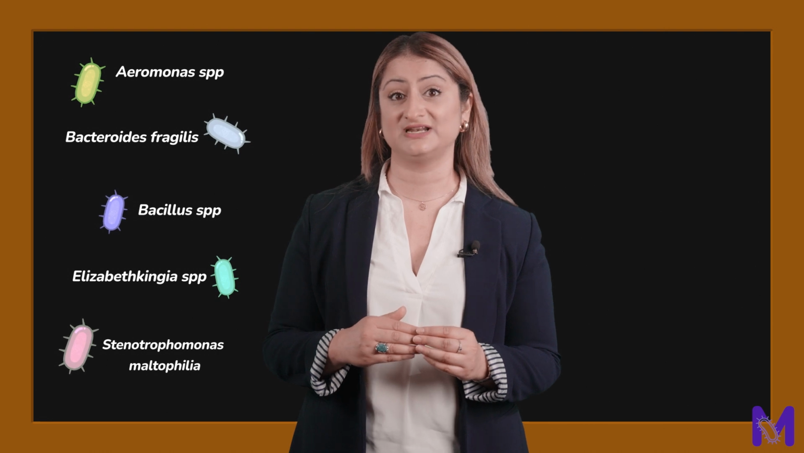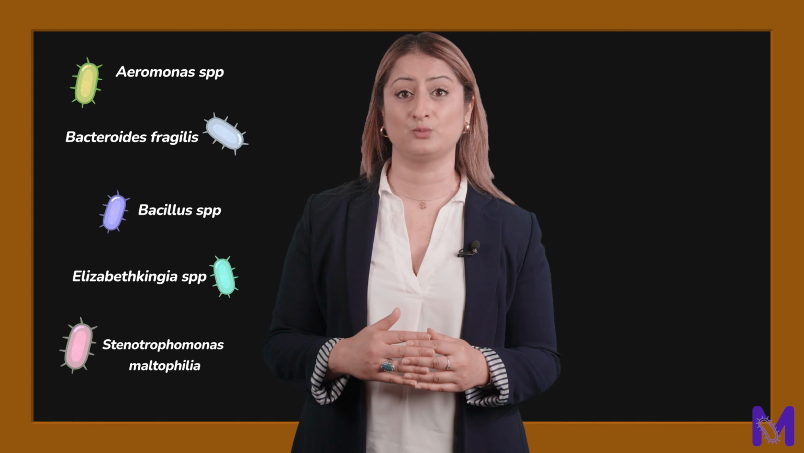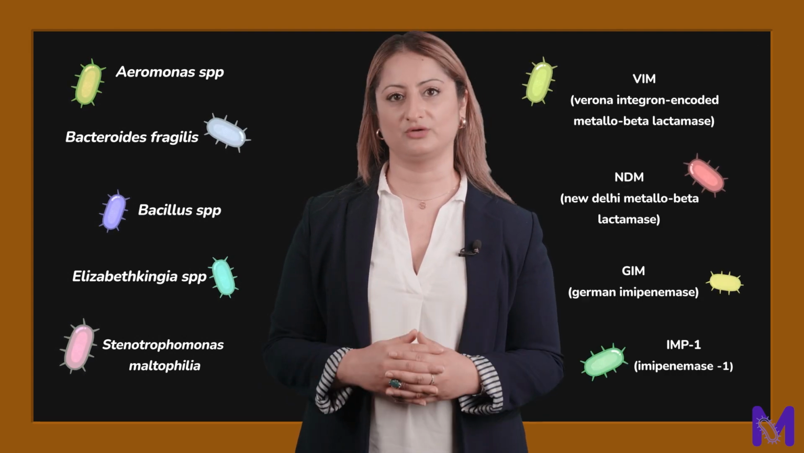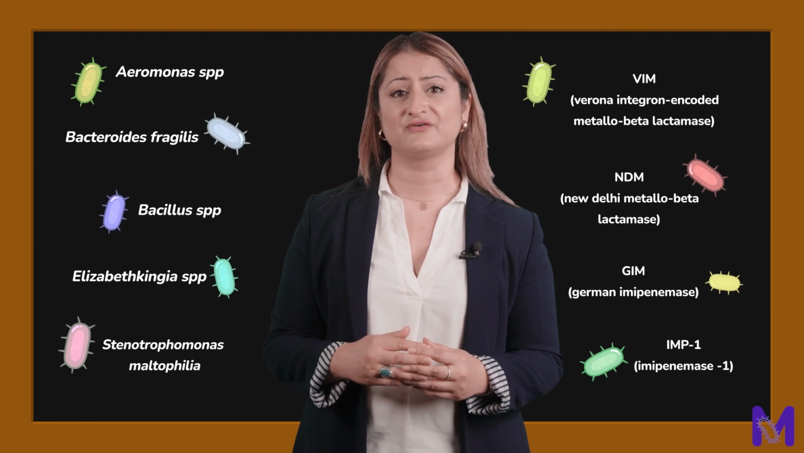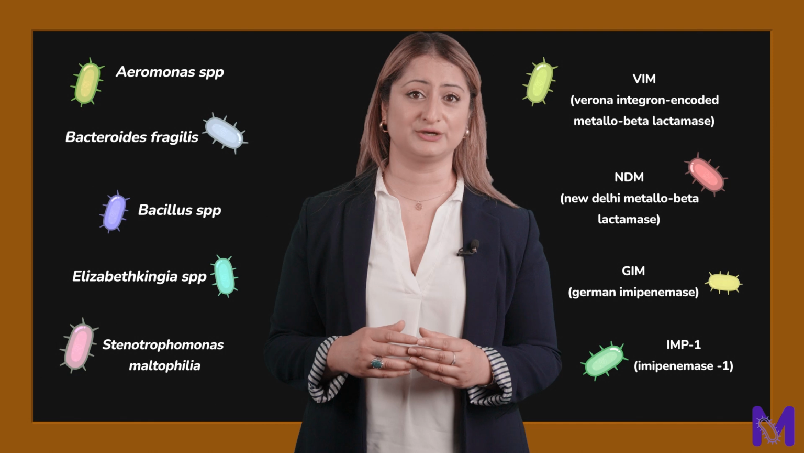There are many different types of MBL. Some are species-specific and some are acquired. Species-specific MBLs can be found in types of bacteria like Aeromonas species, Bacteroides fragilis, Bacillus species, Elizabethkingia species, and Stenotrophomonas maltophilia species. And some examples of acquired MBLs, also known as B1 MBLs, include VIM, NDM, GIM, and IMP-1. You may now find yourself thinking, how do MBL-producing bacteria spread? Well, let me show you.